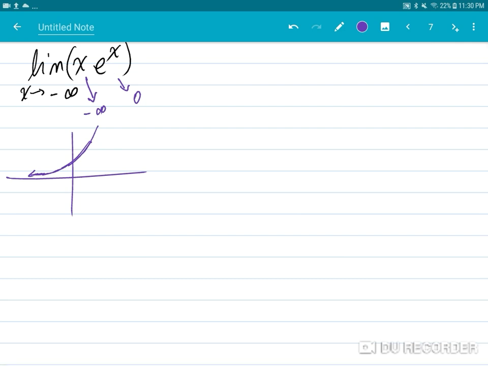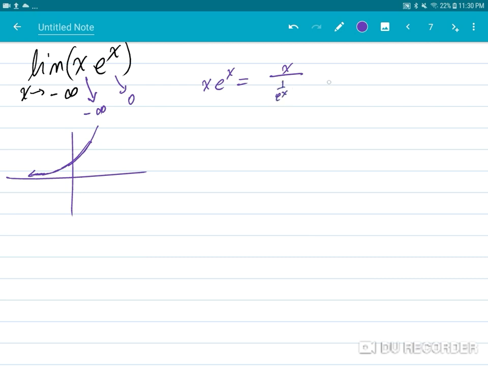You can also think about it this way: if x is large and negative, this will be 1 over e to the power of a large positive exponent. And that goes to 0 as x approaches minus infinity. So this is a 0 times infinity type.